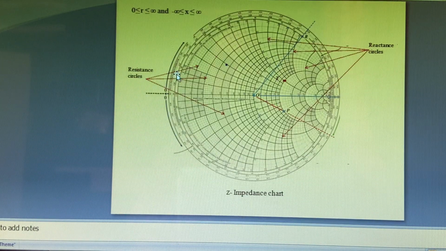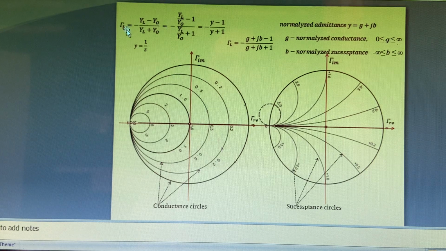So the reflection coefficient can also be written in terms of admittance. Admittance means 1 over Z is the admittance. If you write the reflection coefficient in terms of admittance instead of impedance, instead of ZL we use YL, where YL is the admittance. Then the equation is minus (YL minus Y0) divided by (YL plus Y0).